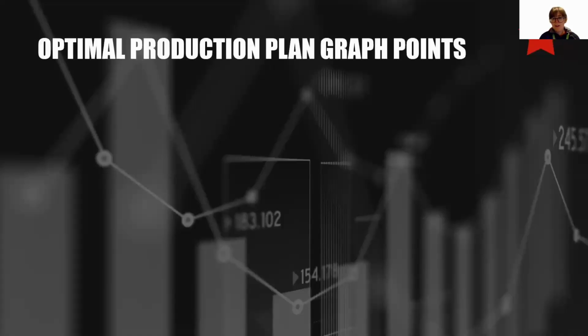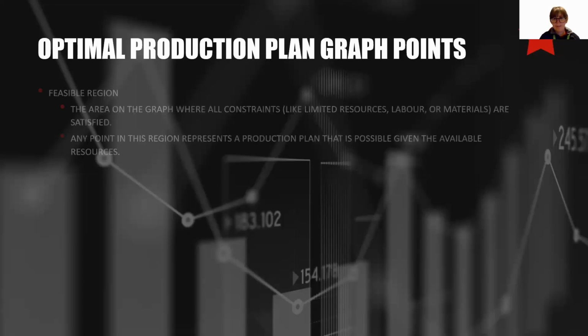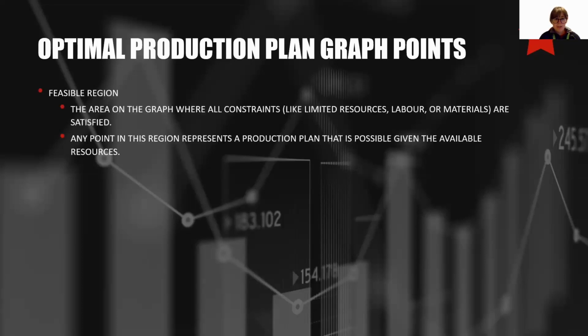Optimal production plan graph points then, something to bear in mind with linear regression. We have our feasible region. Well, this is the area on the graph where all constraints, such as limited resources, labour, materials, etc., are going to be satisfied. Any point within this region is going to represent a production plan that is possible given those available resources.